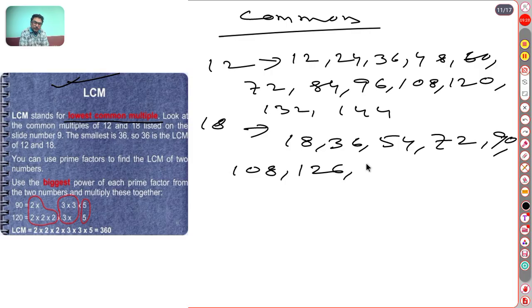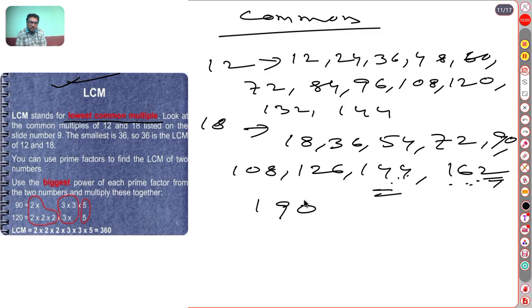126, 144, 162, 180. These are all the multiples.